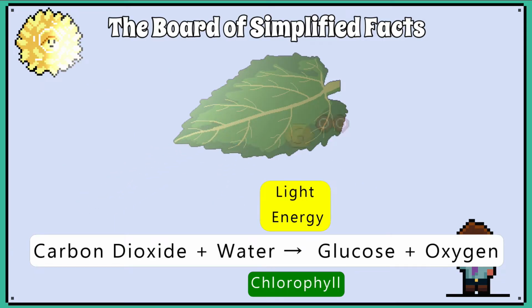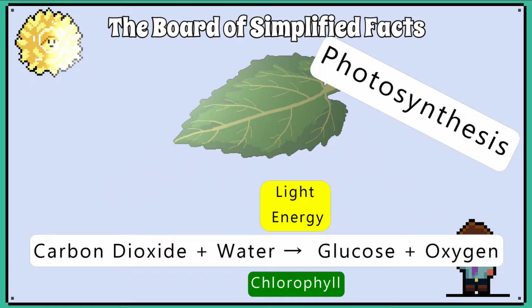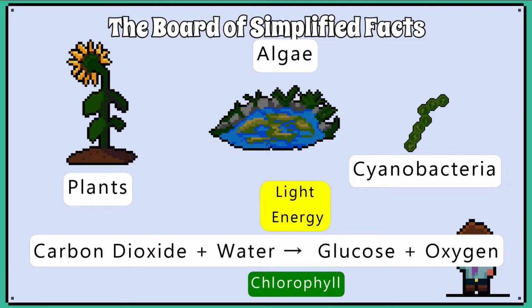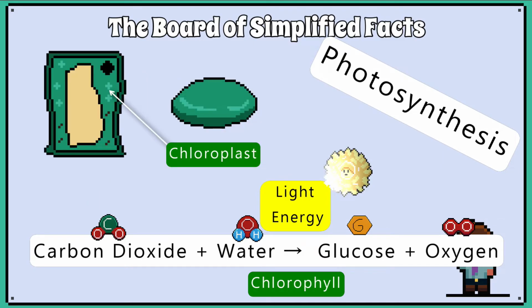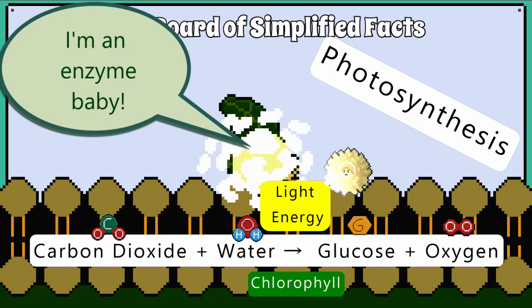Some organisms can produce food by using the energy in sunlight in a process called photosynthesis. Plants, algae, and cyanobacteria are examples of organisms that can photosynthesize. You must learn the word equation for photosynthesis, where carbon dioxide reacts with water and with the input of light energy produces glucose and oxygen. Chlorophyll, a green pigment found in the chloroplasts of plants, enables plants to absorb light energy and photosynthesize. It is also important that you know that photosynthesis is an enzyme-controlled reaction.